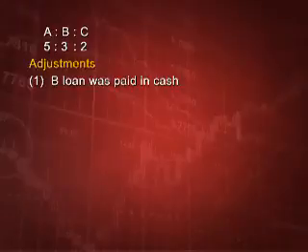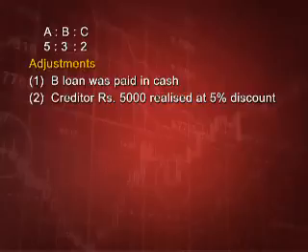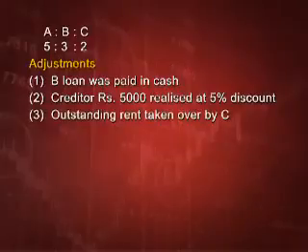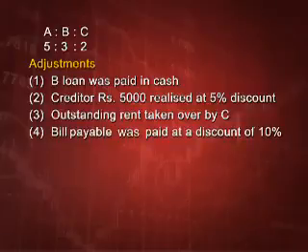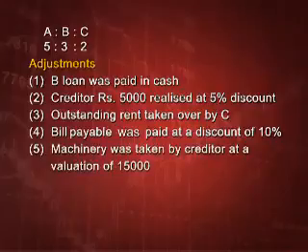B loan was paid in cash. It means first B loan will be transferred to realization account, then we will pay it in cash on the debit side of realization account. Second point, creditors rupees 5,000 realized at 5% discount. That means creditors will be paid less 5%. Outstanding rent will be taken over by partner C. Bills payable is paid at a discount of 10% and machinery was taken by creditor at a valuation of 15,000.